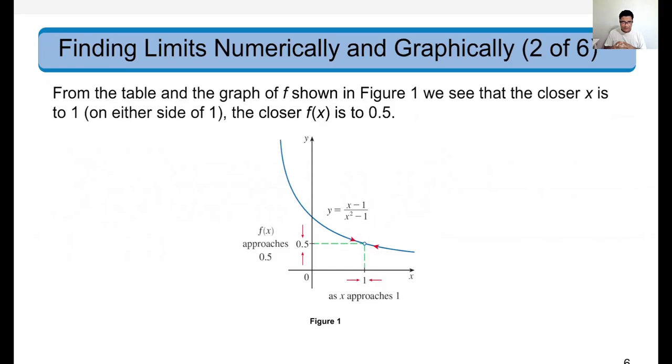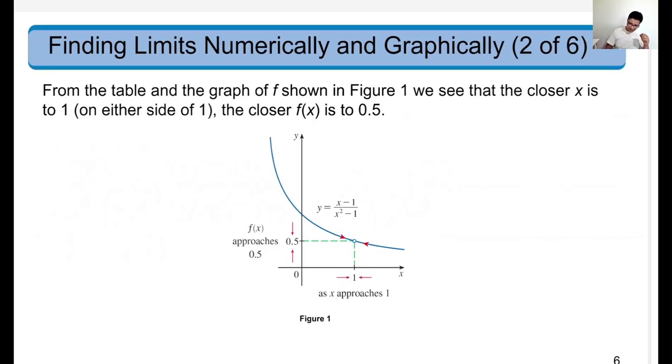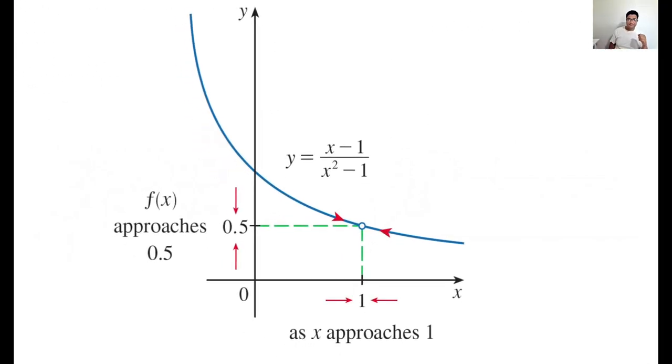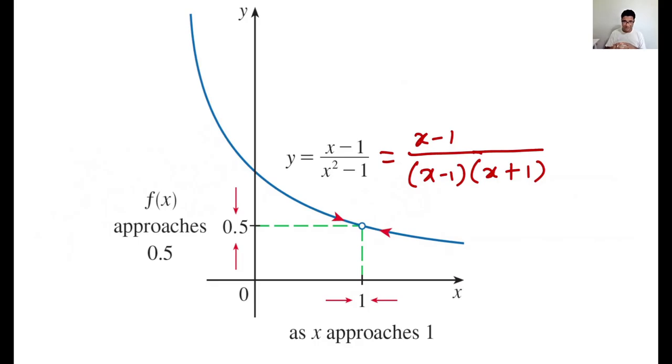Finding the limits numerically and graphically, phase 2. Graphically now, if we were to look at the graph of that function, it looks like this. Okay. And you might want to remember from college algebra that the denominator could have been factored here as x minus 1 times x plus 1 from pre-calculus studies, right? You cancel the x minus 1, you are left with x plus 1, and hence that's what you are seeing here.